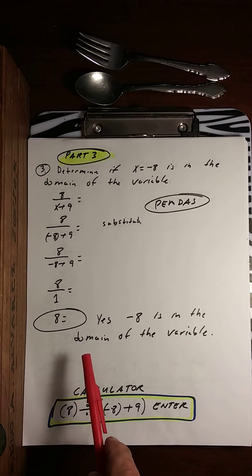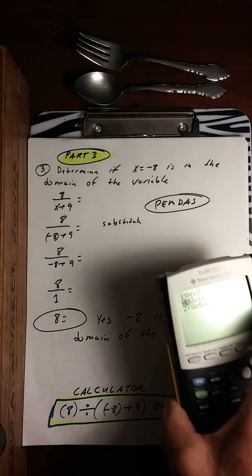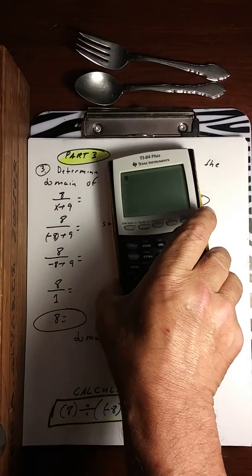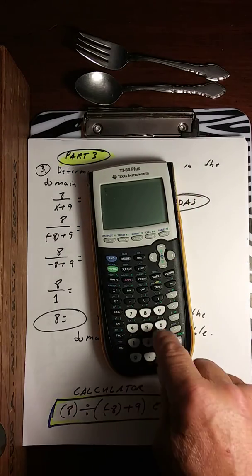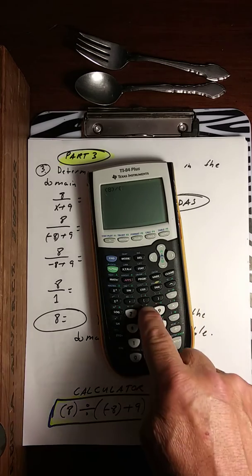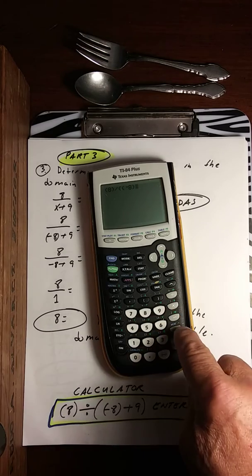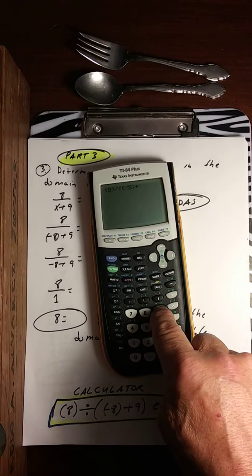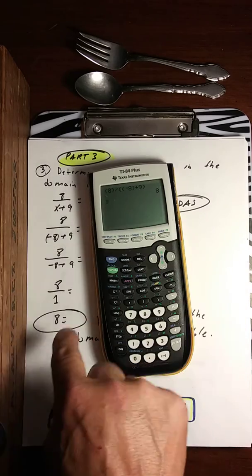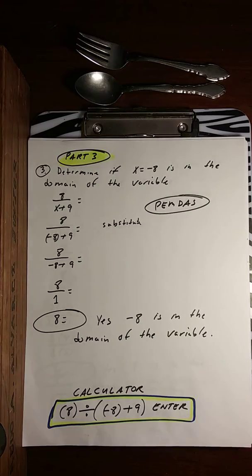Can we do it on a calculator? Sure, we can do that. Okay. Let's go here. Let's put it in there. Parentheses 8 divided by parentheses, parentheses -8, close it, plus 9, and close it. Enter. We ended up with 8. So part 3 is done.